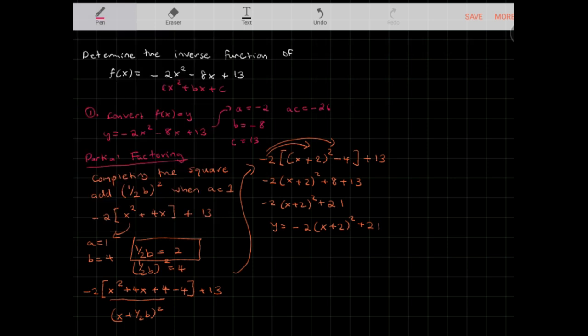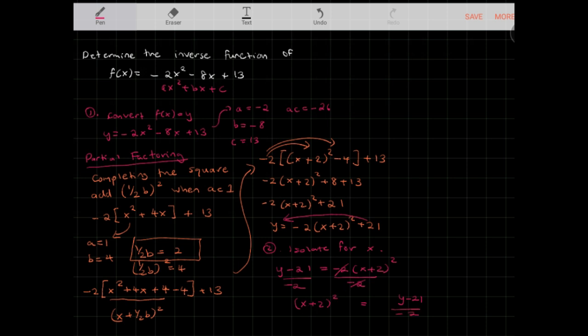Once I have this partially factored form of the function, now I'm going to do my second step here, which is isolate for x. So if I'm isolating for x, I'm going to move the 21 to the other side, right? So we get y minus 21, and this is equal to negative 2 times x plus 2 squared. The next step is to get rid of the negative 2, so I'm going to divide by negative 2. Whatever I do on one side of the equation, I do to the other side. And now you have x plus 2 squared is equal to y minus 21 over negative 2.